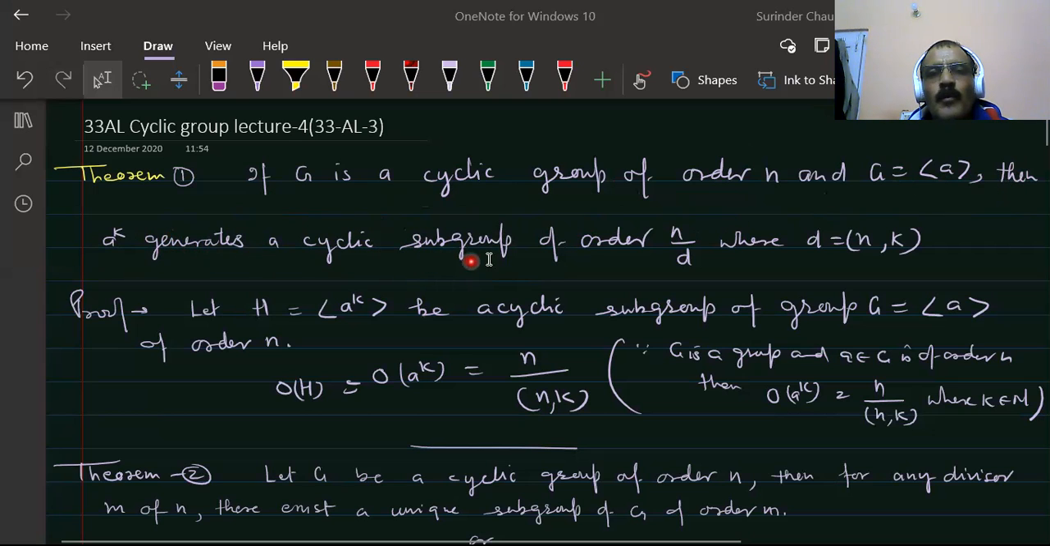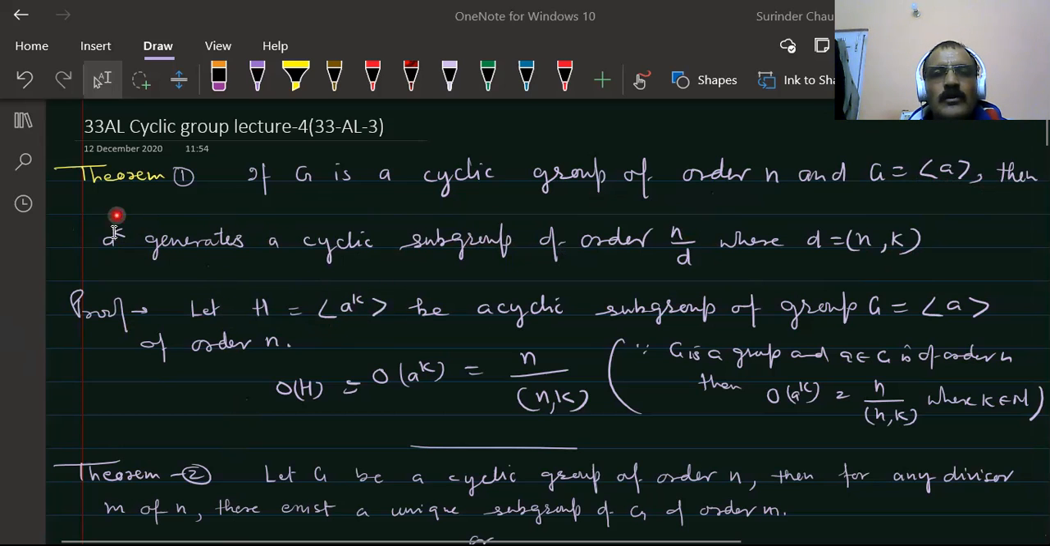generates a cyclic subgroup of order n by d, where d is the greatest common divisor of n and k. The statement is: if G is a cyclic group of order n generated by a, then a raised to the power k generates a cyclic group of order n upon d, where d is the greatest common divisor of n and k.